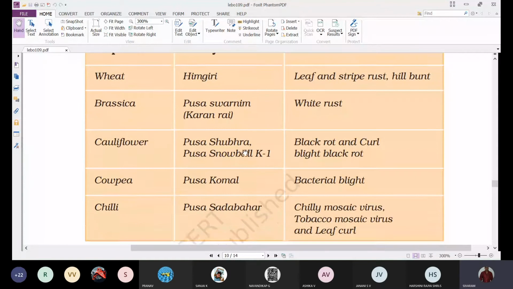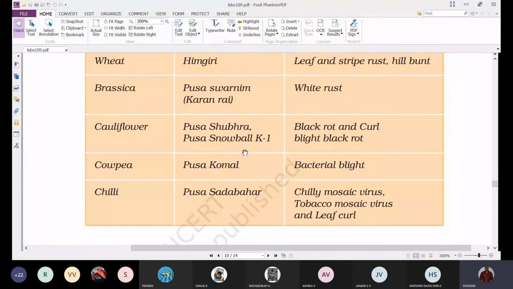Next, we have developed new varieties of cauliflower, Pusa Subra and Pusa Snowball K1. These are the two varieties of cauliflower we have developed. In these two, we have developed resistance against black rot and curl blight.